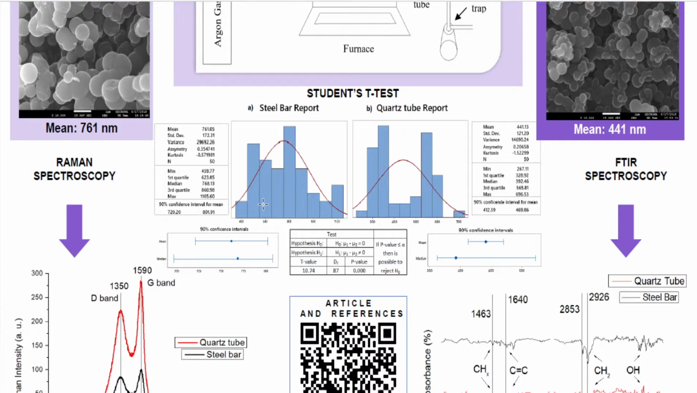The statistical analysis showed a higher mean and standard deviation in the steel bar sample and better data distribution too. Based on the Student's t-test, it was possible to reject the null hypothesis over here since the p-value is less than alpha, indicating that the carbon sphere means are not equal to each other.